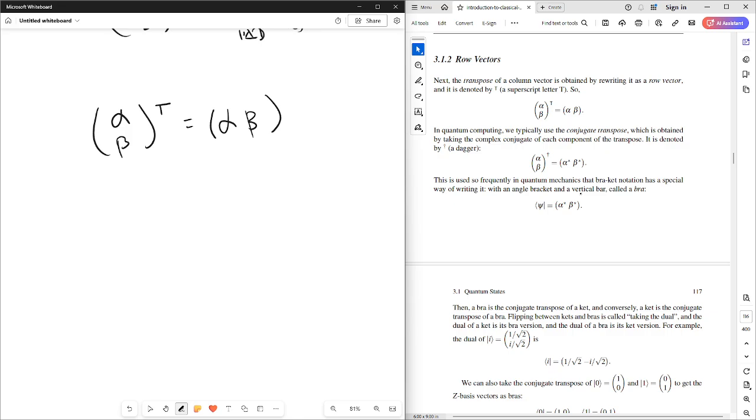When we take the conjugate transpose, which comes in handy, so the conjugate transpose of alpha, beta, it's the transpose, but we take the complex conjugate of each element after transposition. So that column vector becomes alpha, beta, but it's the complex conjugates of each of those.